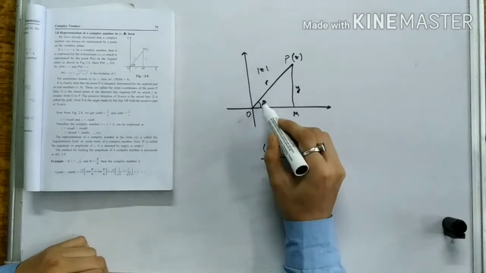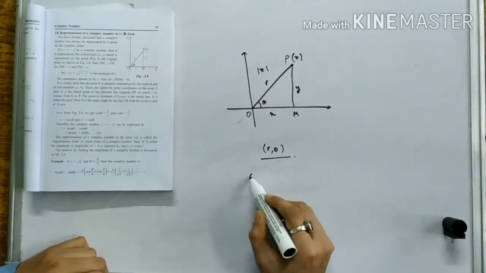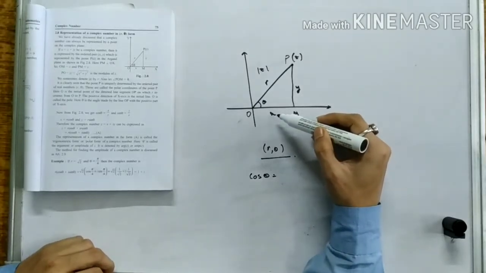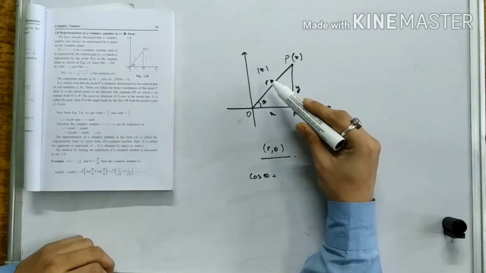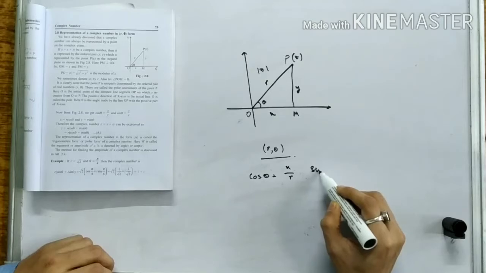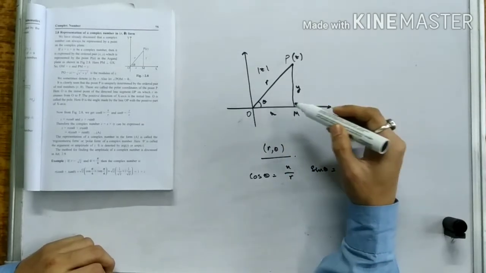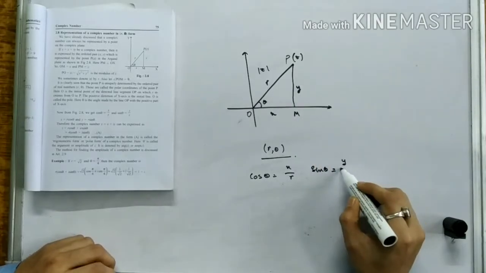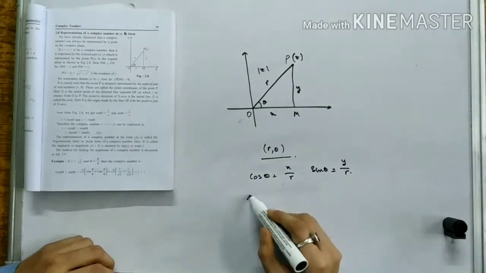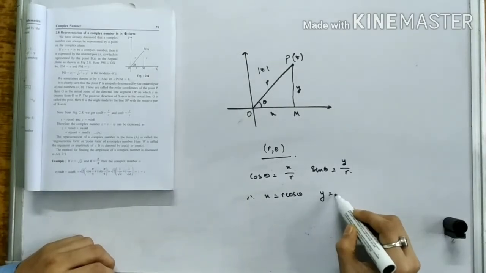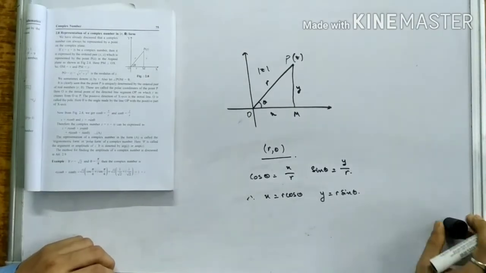So from this figure, I can say that cos theta is equal to base by hypotenuse, so it will be x by r, and sine theta is perpendicular by hypotenuse, so y by r. Therefore I will get x is equal to r cos theta and y is equal to r sine theta.